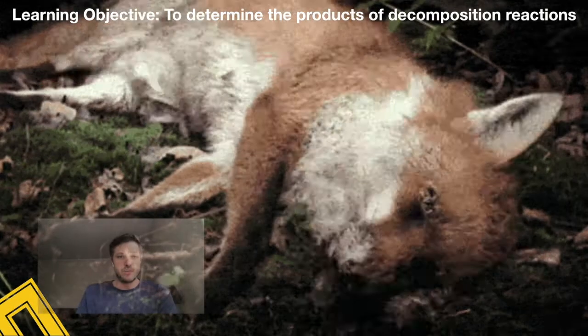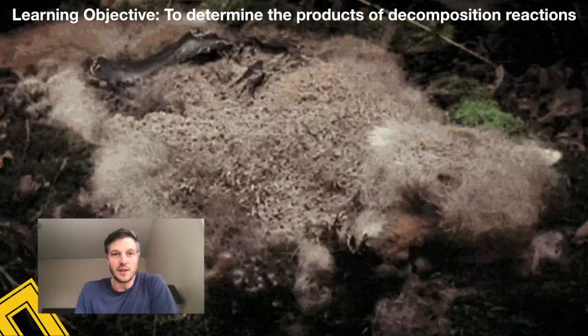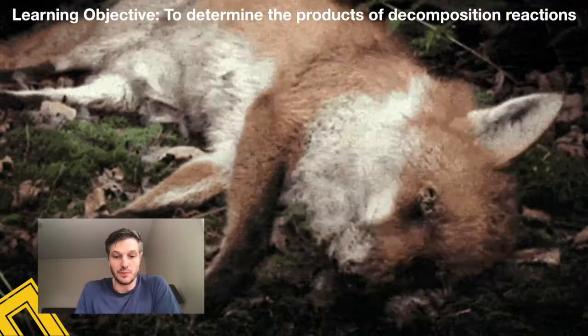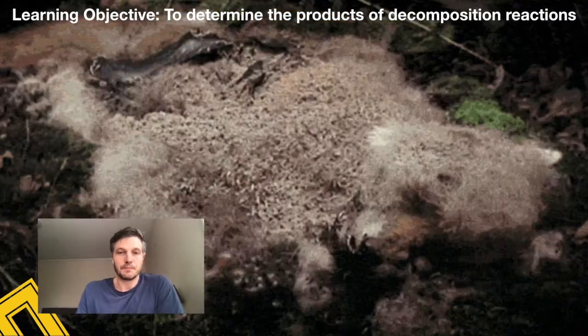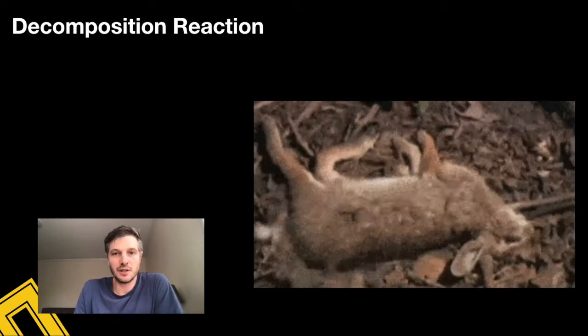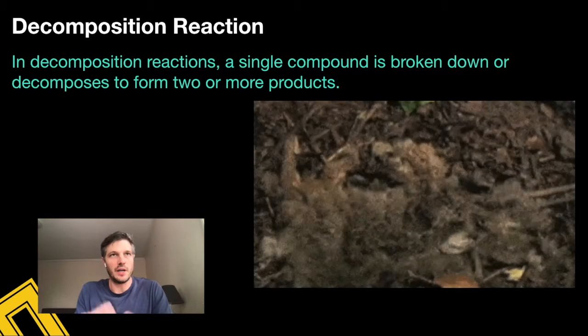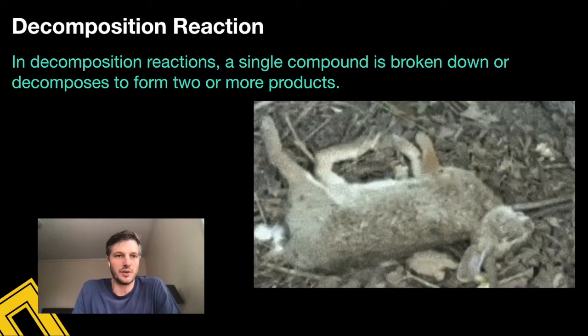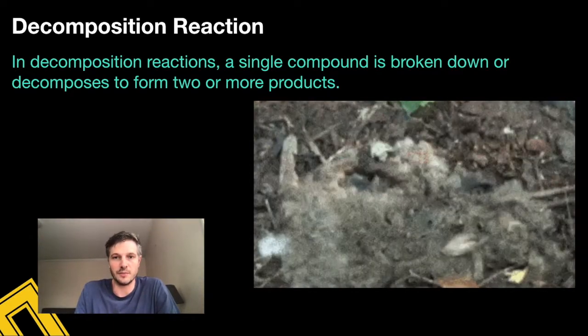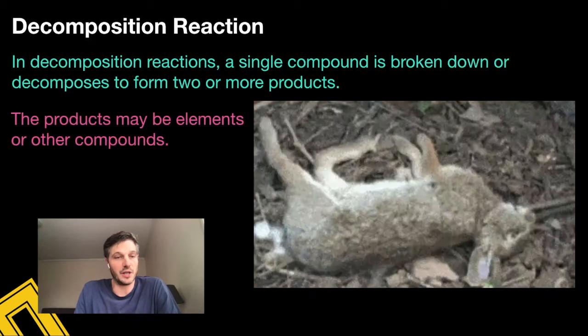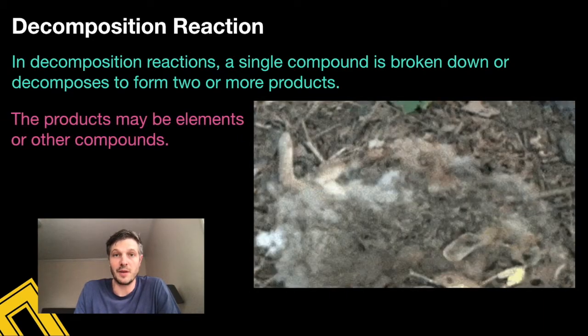So this video's learning objective is to determine the products of decomposition reactions. So what is a decomposition reaction? It's basically where you have a single compound broken down into two or more products, very simple. And those products can either be elements or they can be compounds.